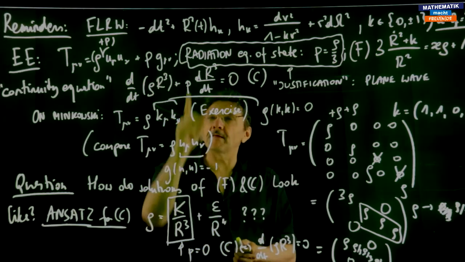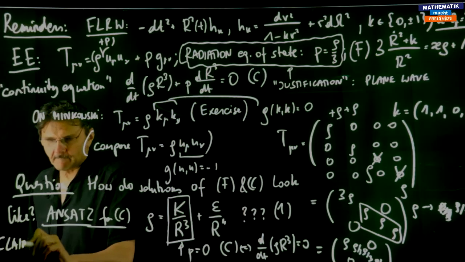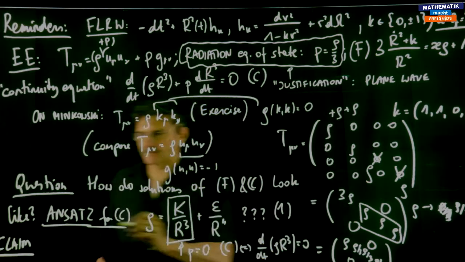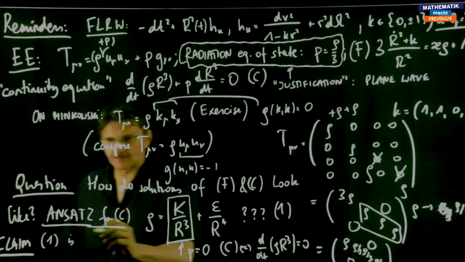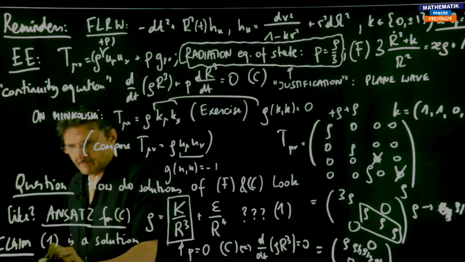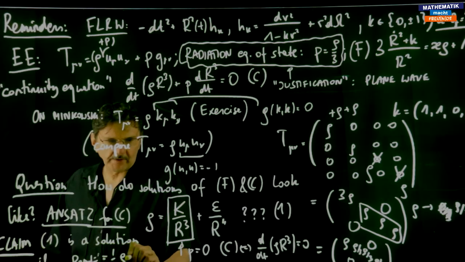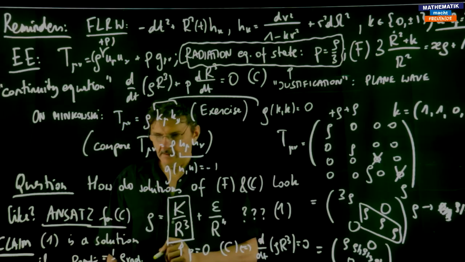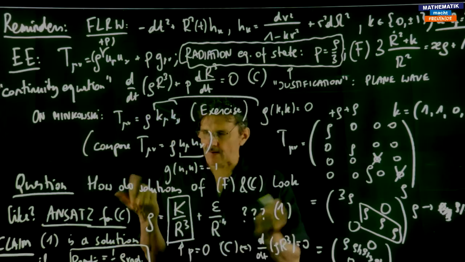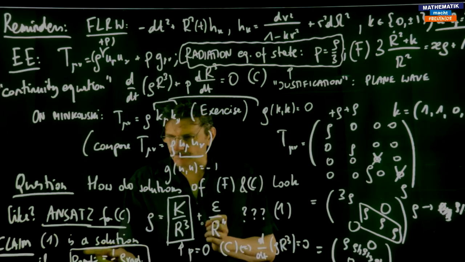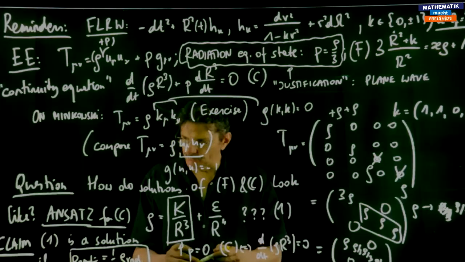Now, when p is non-zero, let me call this equation 1. The claim is that 1 is a solution of C if p radiation is equal to 1/3 of rho radiation, and we'll see what rho radiation is, right? In other words, rho has two parts, a matter part and a radiation part, and p equal to 1/3 of rho radiation is actually the right thing to do here. So let's try to justify this.